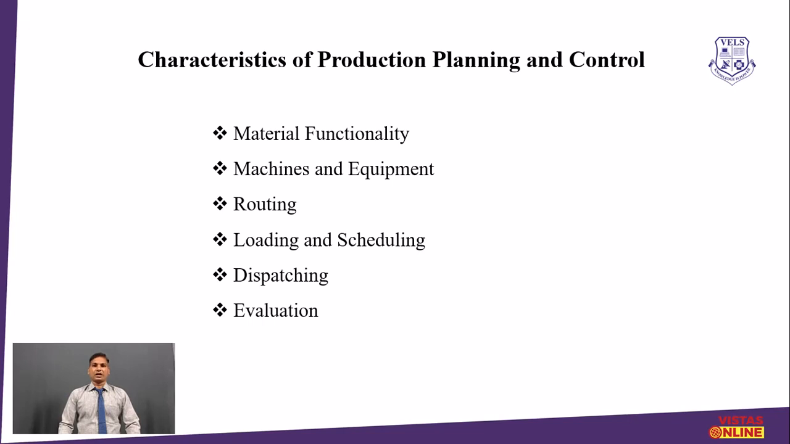Under that, what kind of managerial level functions, like planning, organizing, staffing, directing, how you are implementing them for effective production in your department. Here, we will find some characteristics which are most suitable for production as well as controlling of wastages at the organization. The characteristics are: material functionality, machines and equipment, routing, loading and scheduling, dispatching and evaluation.